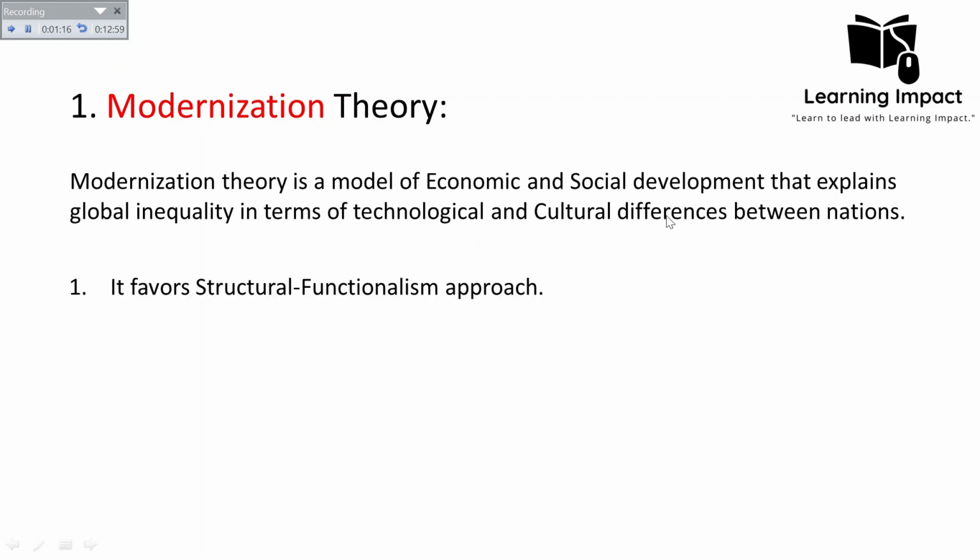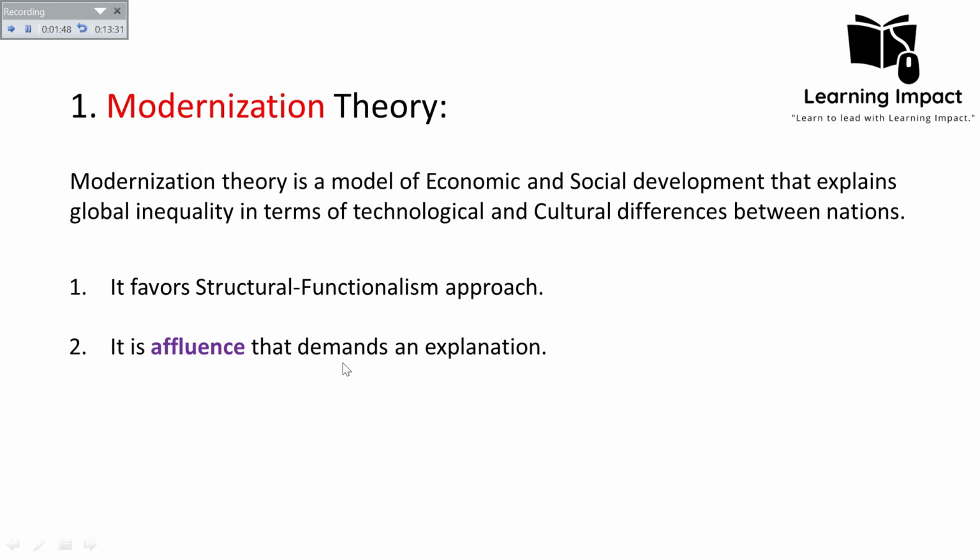Modernization theory favors the structural functionalism approach. They believe that some roles which the rich nations play in our society are beneficial. They have beneficial consequences in our society. We will discuss the role of rich nations later in this lecture. And then it is affluence that demands an explanation. It means they study the accumulation of wealth, and they believe that this accumulation of wealth, which we call affluence, demands an explanation.